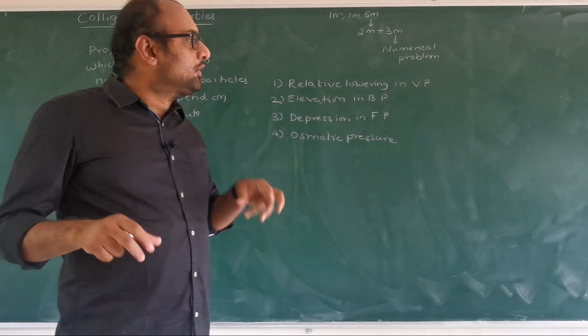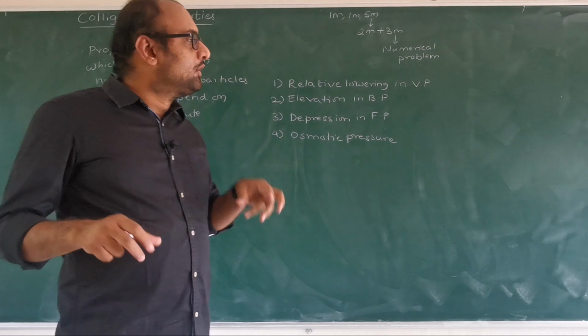This is delta P. If I send this P naught A to the other side, you get delta P divided by P naught A is equal to XB. Now, what is delta P here? Delta P means P naught A minus P. So I'll substitute this value of delta P here. So I'll get P naught A minus PA divided by P naught A is equal to XB.